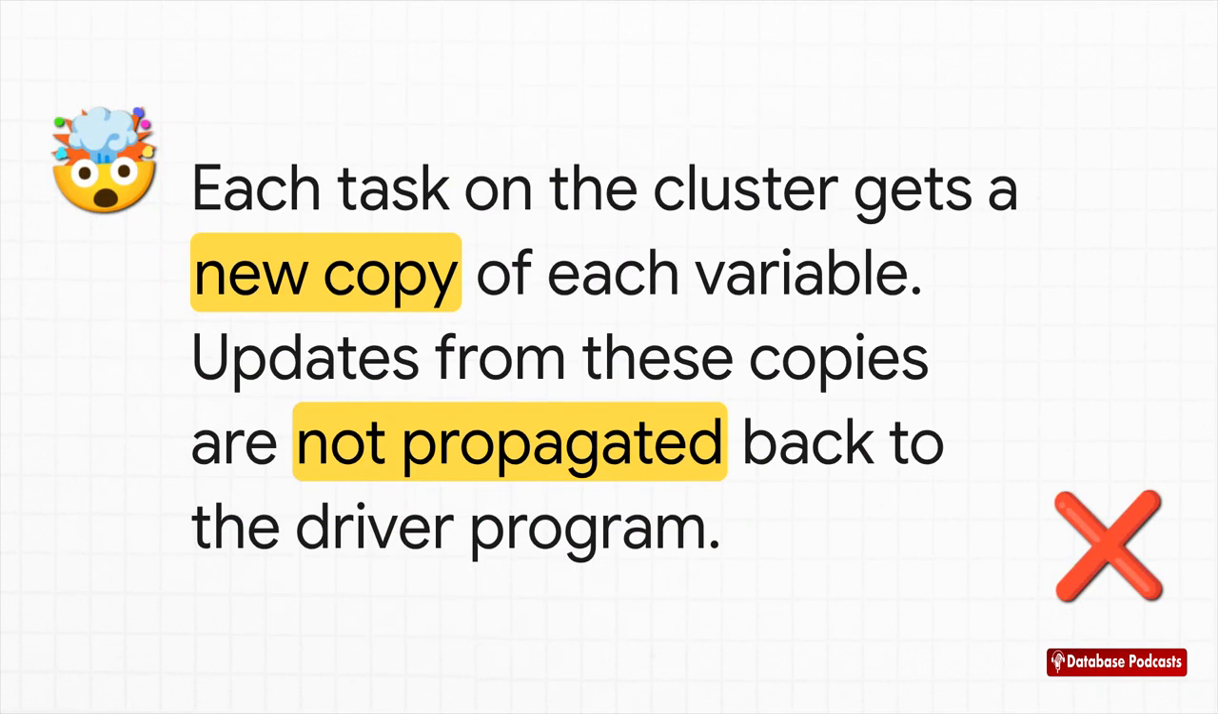And this is the absolute heart of the problem. When that package, that closure, arrives at a worker node, the worker doesn't get a link back to your original variable. No way! It gets its own, fresh, independent copy of the counter variable. So when your code on that worker adds 1 to the counter, it's only changing its local copy. That update is completely isolated and never, ever makes it back to the driver.